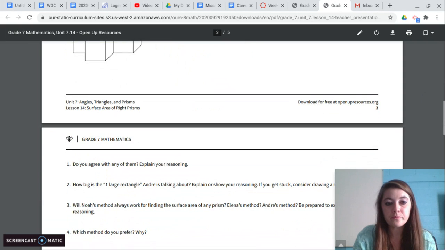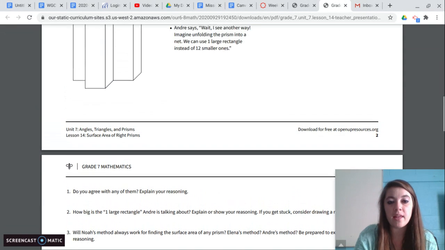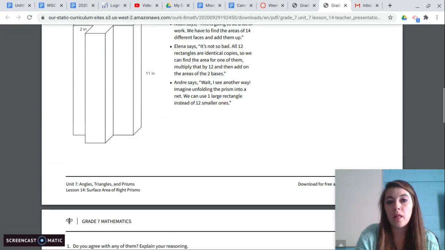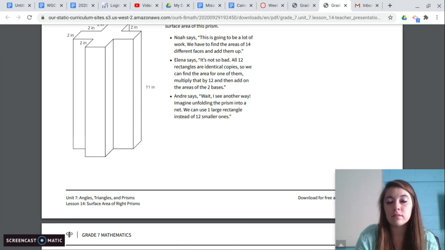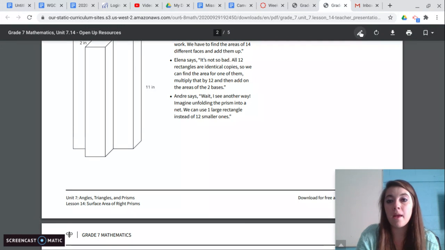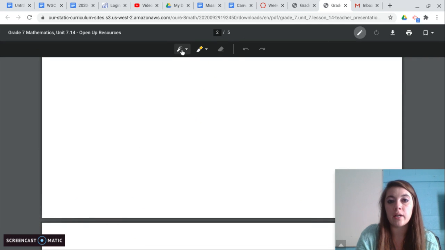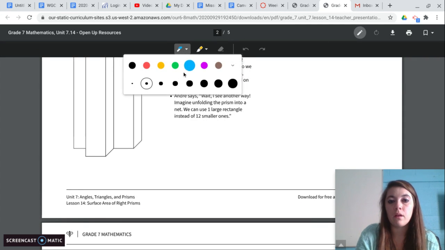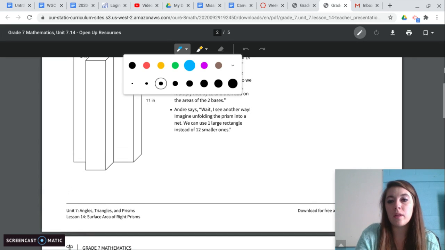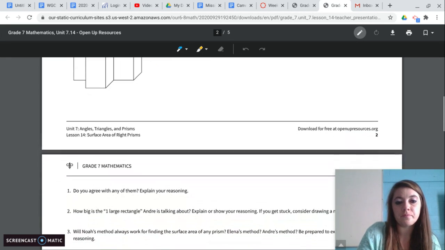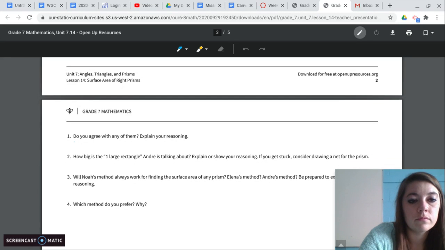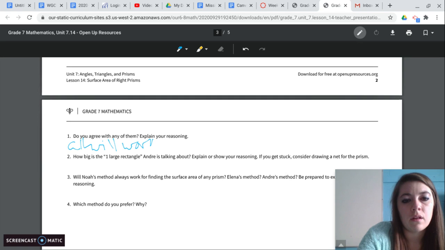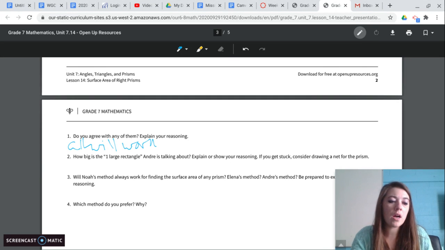Now, the first question, do we agree with any of them? Explain. So, will any of their methods work? Yeah, they will. All of their methods will actually work for this. Sorry, had to get my pen up. So all of their methods will work for this. Now, even though all of them will work, some of them aren't going to be as efficient.